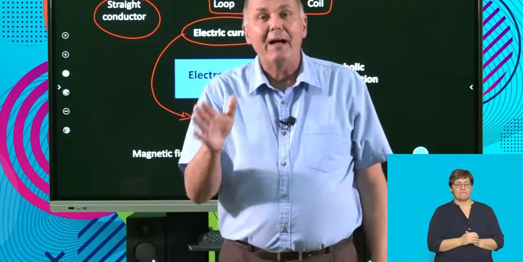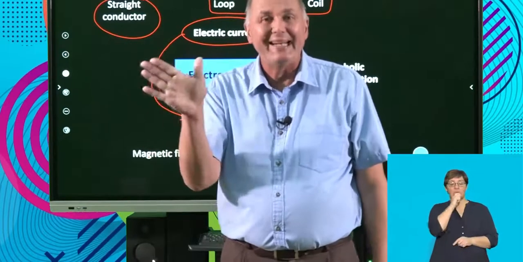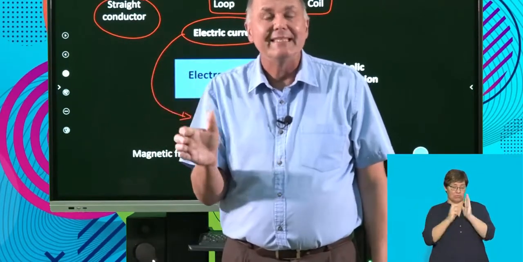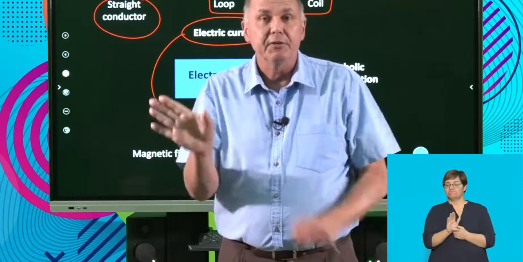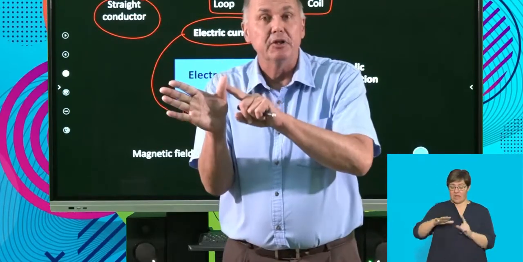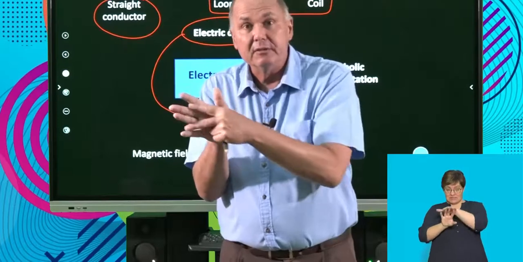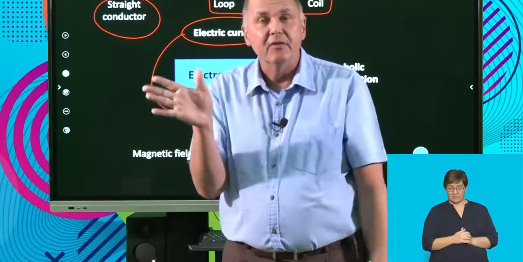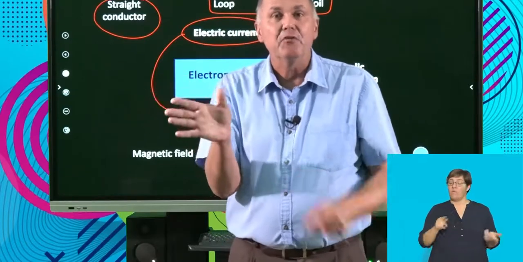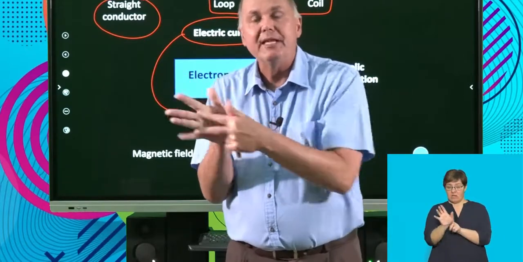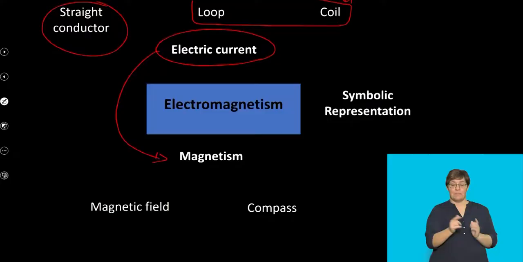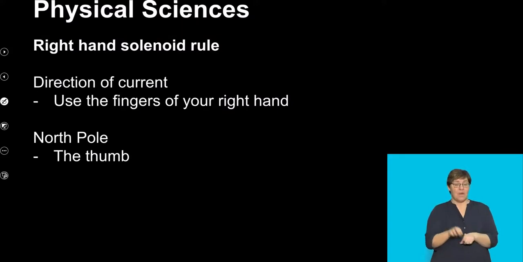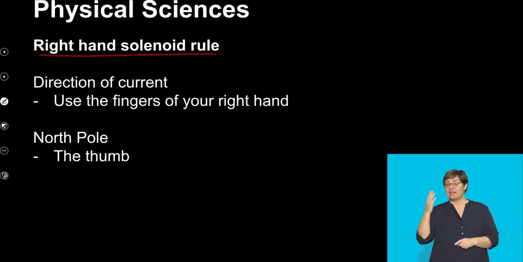Now remember, up until this point, we've been using the right-hand rule to indicate the direction of the magnetic field. The thumb points in the direction of the current. The field is given by the many fingers. So field and fingers go together, because we've got one current, we've got many fingers. But when we deal with a coil, it's slightly different. And so we have the right-hand solenoid rule. And I want to just go over the difference here.